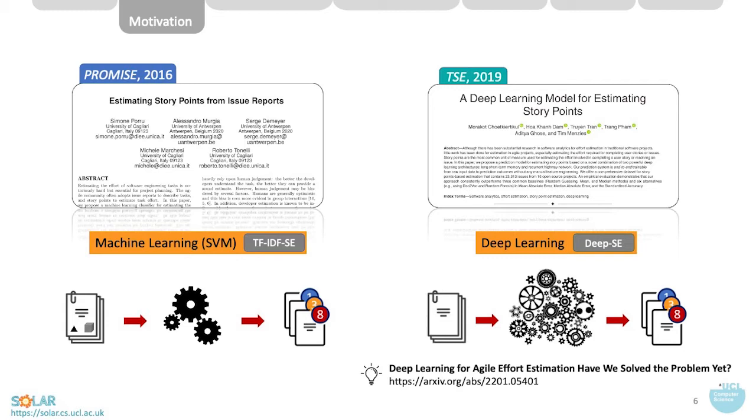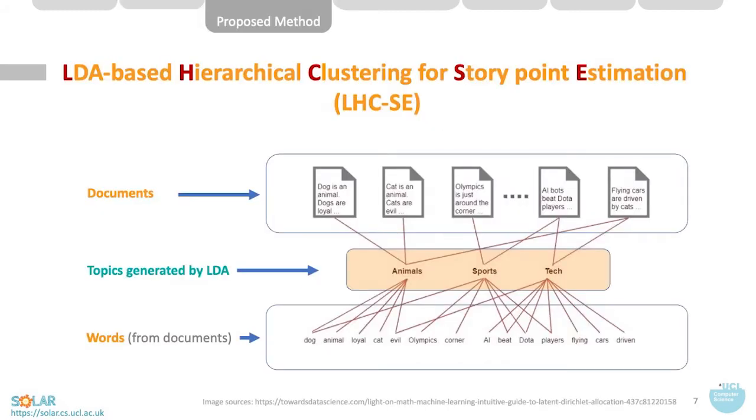However, in the study that I'm presenting, we want to improve the status quo by investigating a text clustering-based approach. Our approach is called LDA-based hierarchical clustering for story point estimation, or LHC-SE for short. The proposed method relies on clustering similarly described tasks such that, given a new user story, its story point can be derived from the story point values of the issues deemed most similar to it, basically the issues that reside in the same cluster.